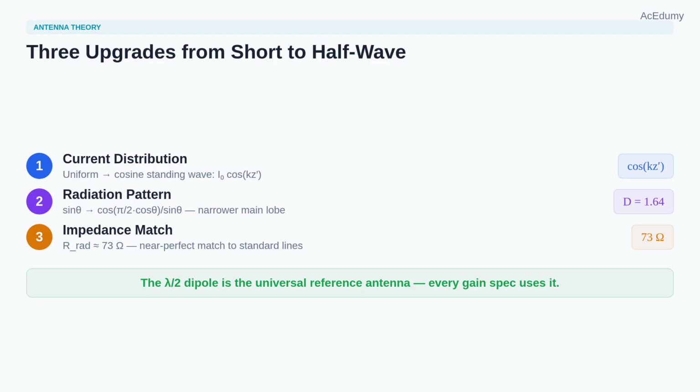The half-wave dipole upgrades the short dipole in 3 ways. First, the current distribution changes from uniform to cosine, reflecting the standing wave on a real wire. Second, the radiation pattern narrows from sine theta to the cosine over sine function, giving slightly higher directivity. Third, the radiation resistance of 73 ohms makes impedance matching straightforward, which is why this antenna became the standard reference.